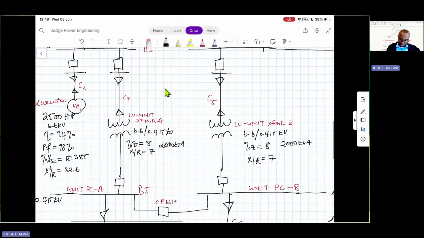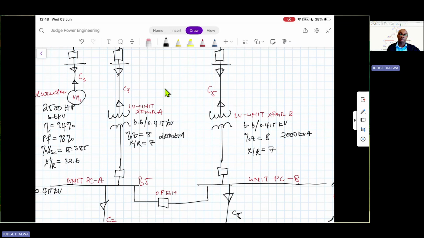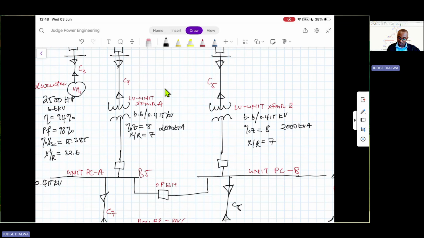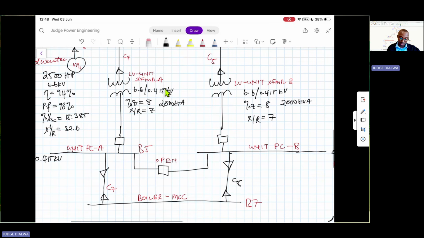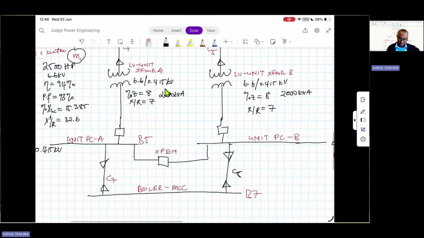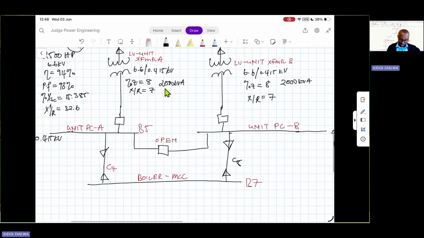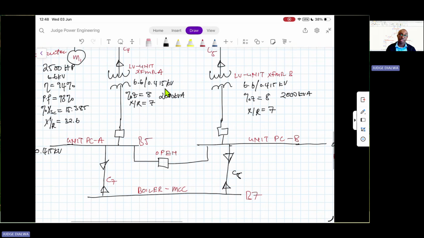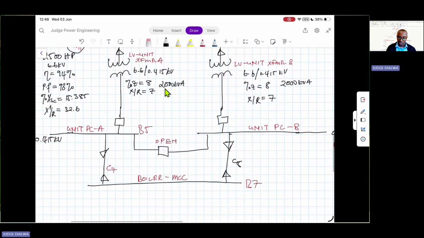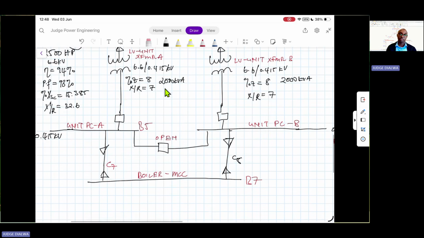Now going downstream, we have our low voltage unit transformers. These supply our low voltage equipment. These transformers step down 6.6 kV to 415 volts, supplying our two PC boards, that is, our power center boards, power center board A and B. These two boards are connected by a coupling breaker or a tie breaker, which in normal condition is open. If one of the transformers fails, then we can supply the board through the other board by closing the breaker.